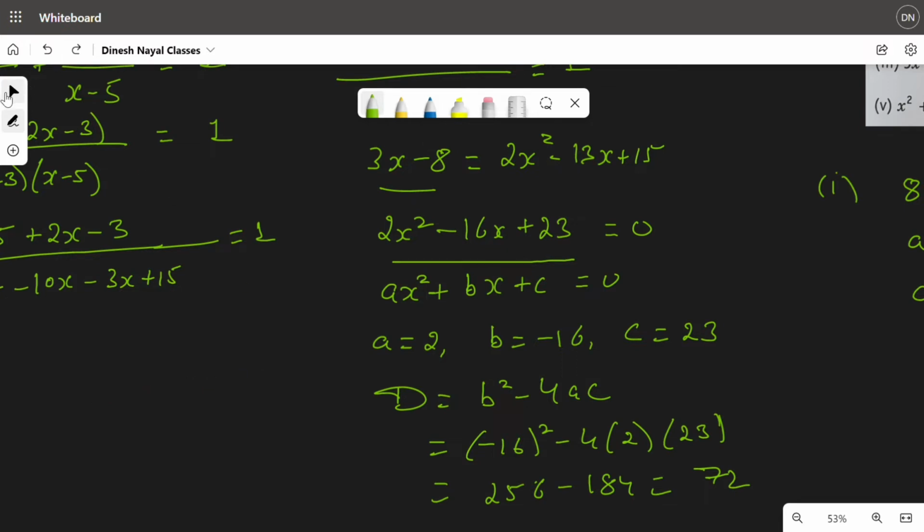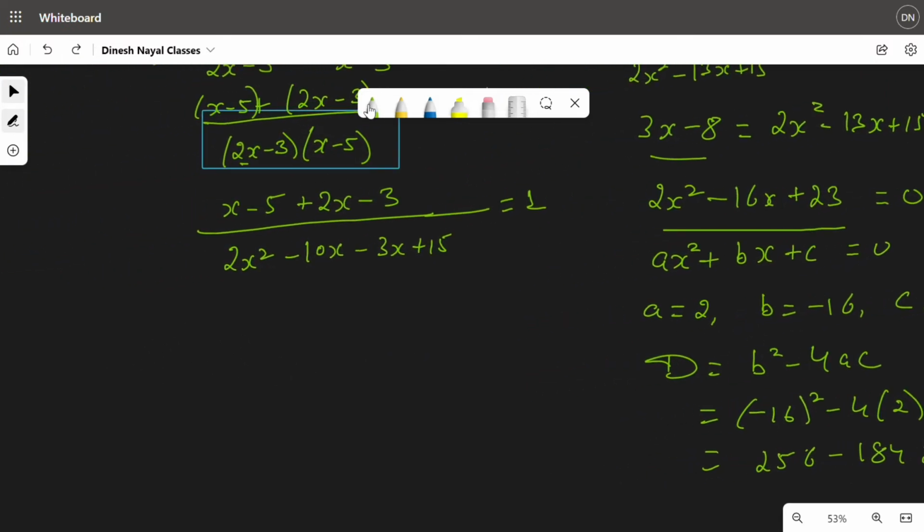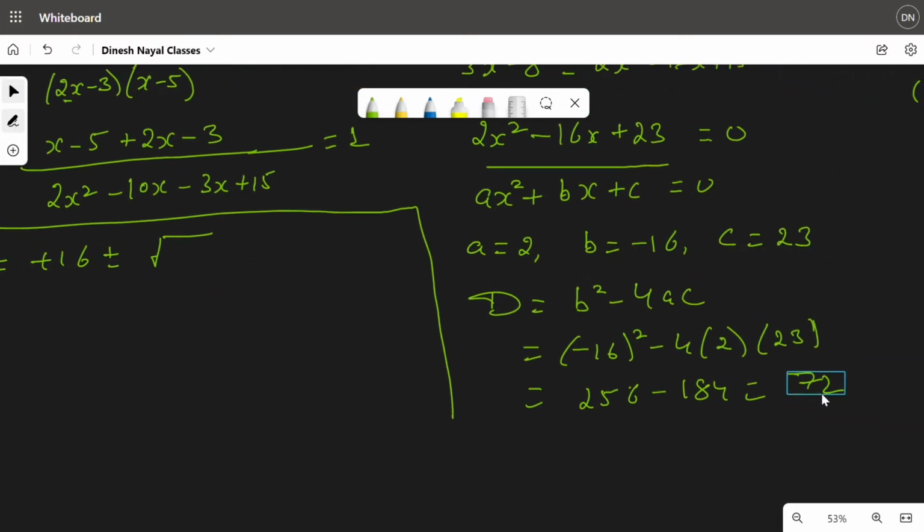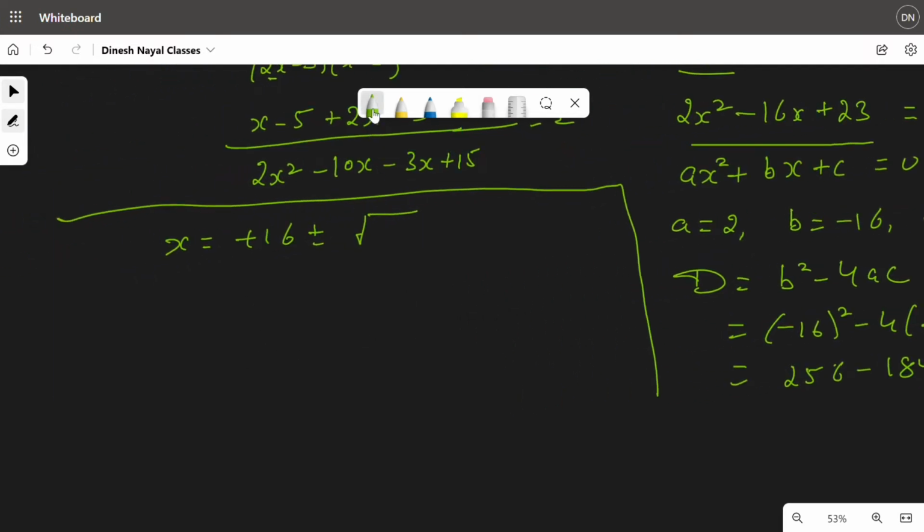Now solving it by using the quadratic formula, where x equals minus b plus minus under root of d upon 2a. So we know that b is minus 16, so this will be plus 16 plus minus under root d, which is 72 over here, upon 2 into a. We know that a is 2, so 2 into 2 is 4.